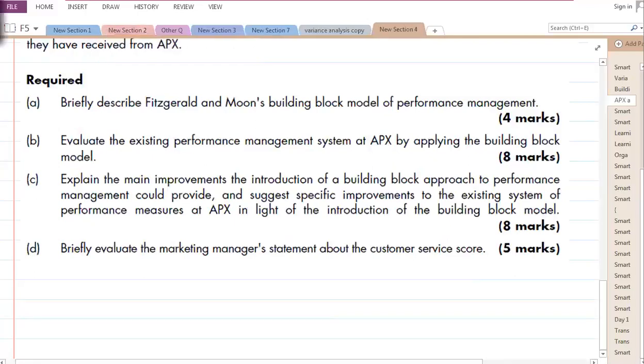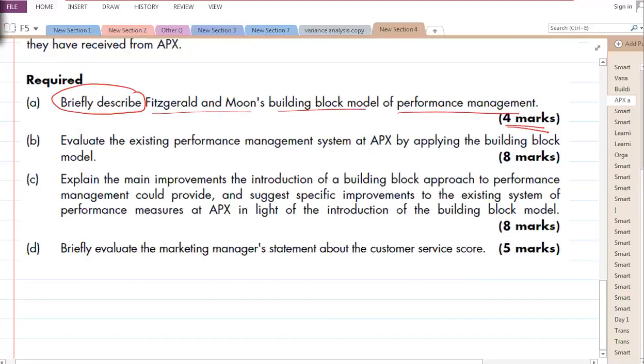The first one says, briefly describe the Fitzgerald and Moon building block model of performance management. How many marks? 4 marks. I'm not expecting a knowledge-based question in your exam, but it can be tested for a few marks. You simply have to explain the model. Whenever you see a long question like this, always encircle the requirement. So briefly describe, that's the first requirement: the Fitzgerald and Moon building block model of performance management.